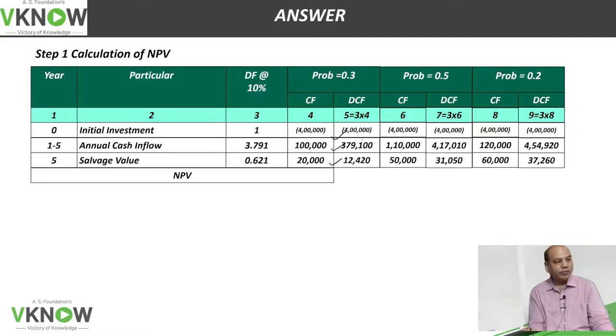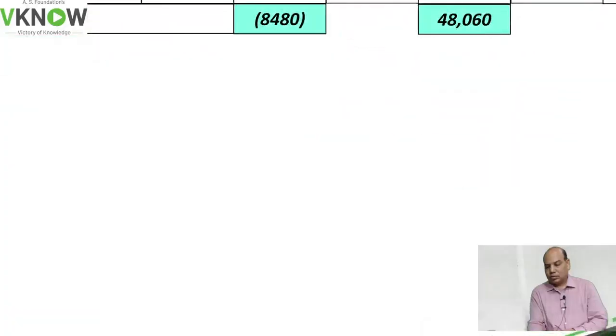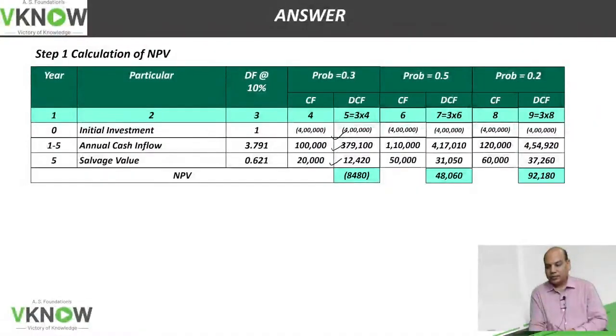Now, please tell me the total of this column. Everybody please try. Total of DCF column. Please give me the answer. 8480. Is 8480 right? Next answer please. 48060. Next answer, 48060. And the last answer please. 92180.